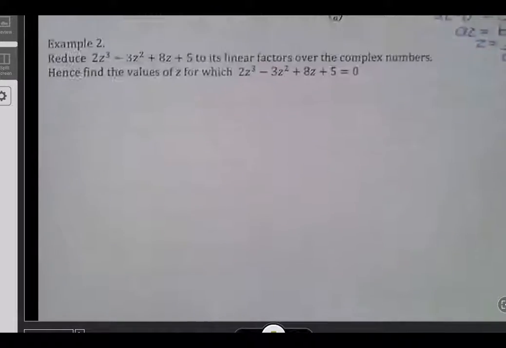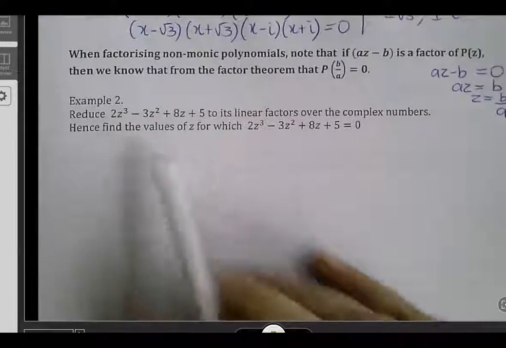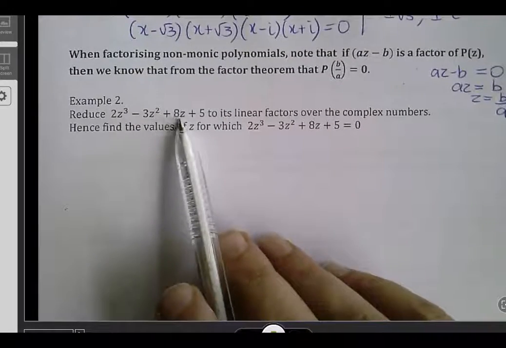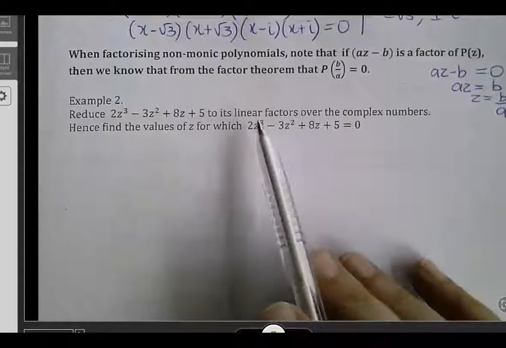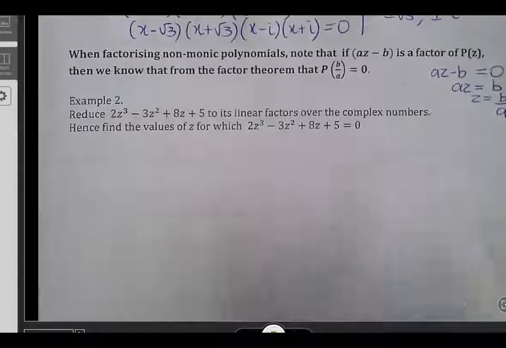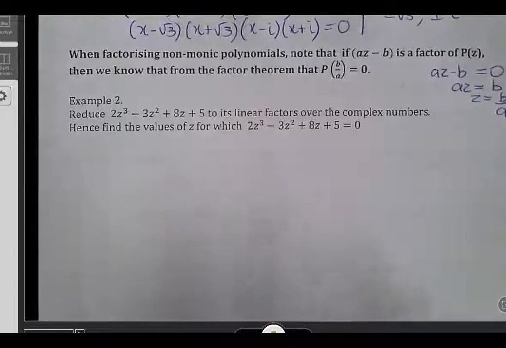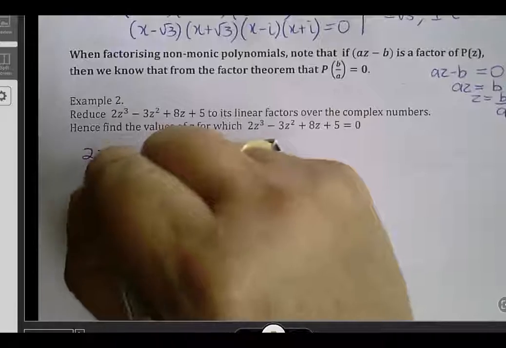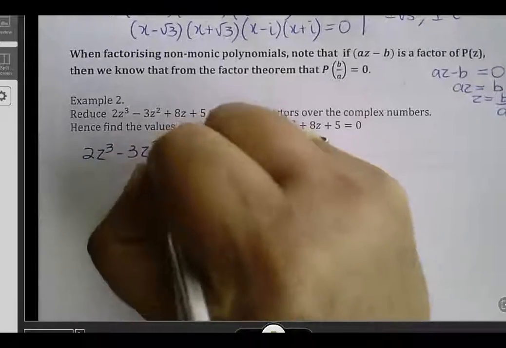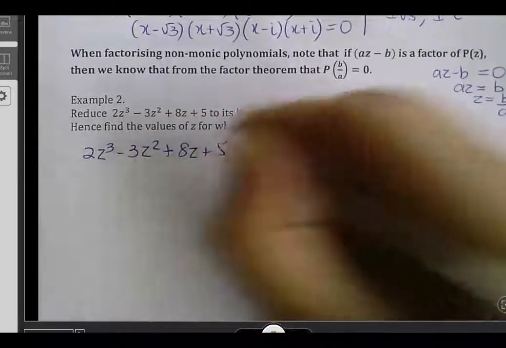It says, example 2, reduce 2z cubed minus 3z squared plus 8z plus 5 to its linear factors over the complex numbers. Linear factors. I don't want factors of z squared in the end. It has to be z minus, or z plus. No z squared, no z anything else like that. And hence find the values of z for which that is equal to 0. So we've got 2z cubed minus 3z squared plus 8z plus 5.